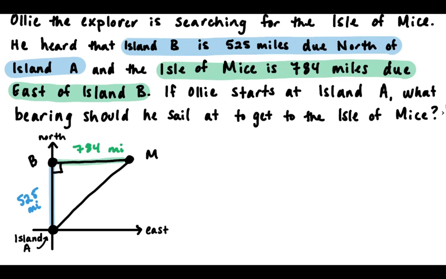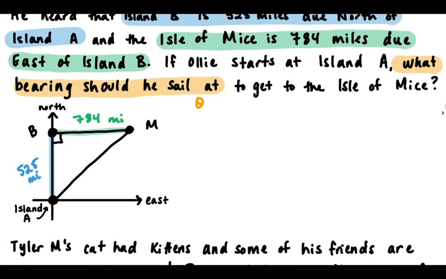All right, and then here's our question. What bearing should Ollie sail at to get to the Isle of Mice? Remember, a bearing is an angle, so we're going to give this the variable theta, and it's that angle from north. I'm at north, going clockwise to my sailing trajectory, so this angle is our bearing. There's theta.